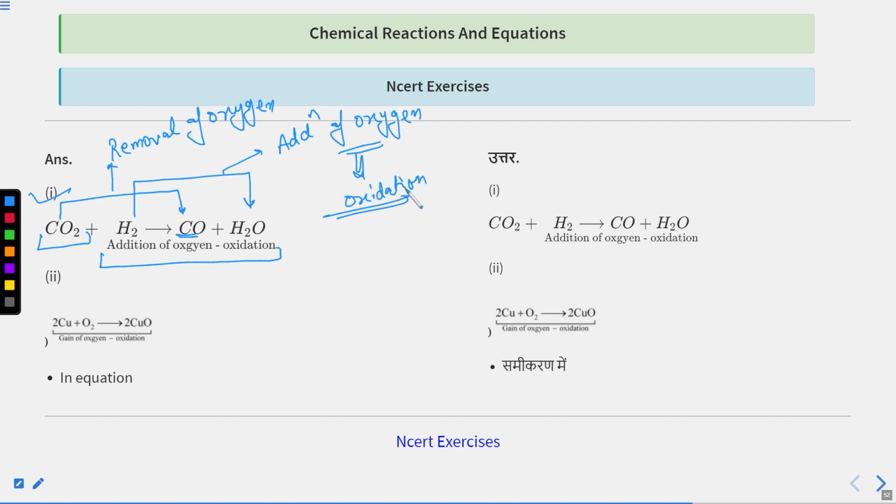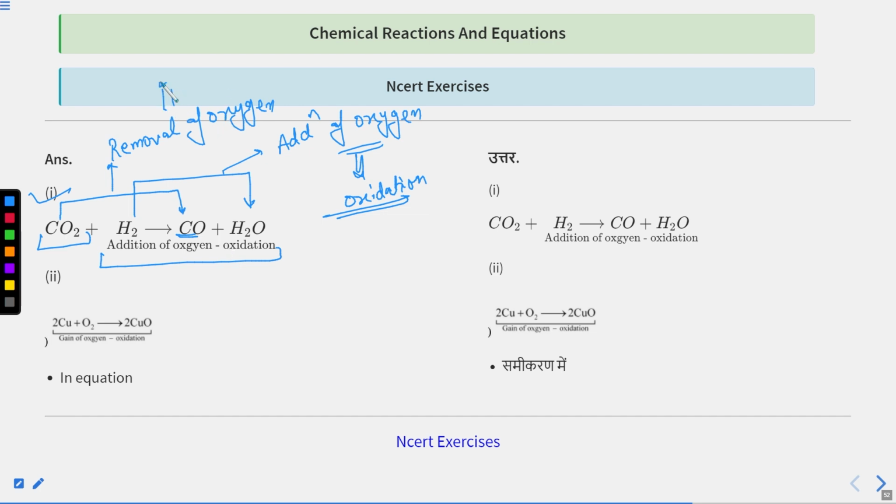And the substance that is getting oxidized, which is H2 here. So H2 is converting itself into H2O. If H2 is converting into H2O, there is an addition of oxygen taking place here, and this is named as oxidation. So H2O is gaining oxygen from where? From CO2. So CO2 is undergoing reduction.